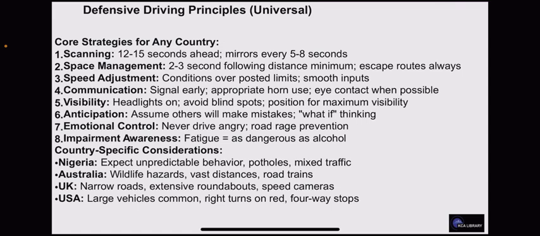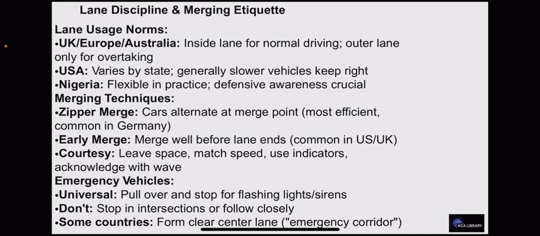So now let's move on to country-specific considerations. We have Nigeria, for instance. We should expect unpredictable behavior, potholes, and mixed traffic. In Australia, we should expect wildlife hazards, vast distances, road trains and the like. In the UK, we should expect narrow roads, extensive roundabouts, speed cameras and the like. In the USA, large vehicles are very common, along with right turns on red and four-way stops.